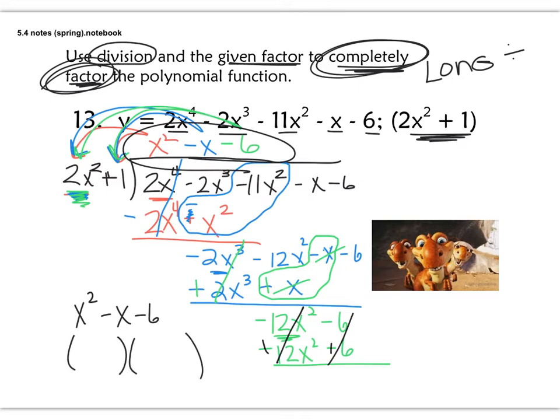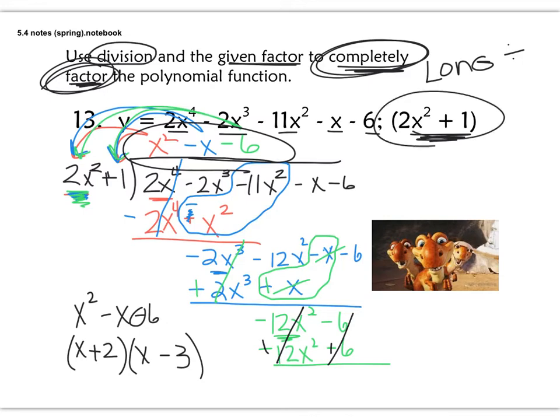So I set up my parentheses. Last one's negative, 1 plus, 1 minus. Options for A is just x and x. Options for C, we have 1 and 6 or 2 and 3. It's going to be a positive 2 and a negative 3. So that is factored there.